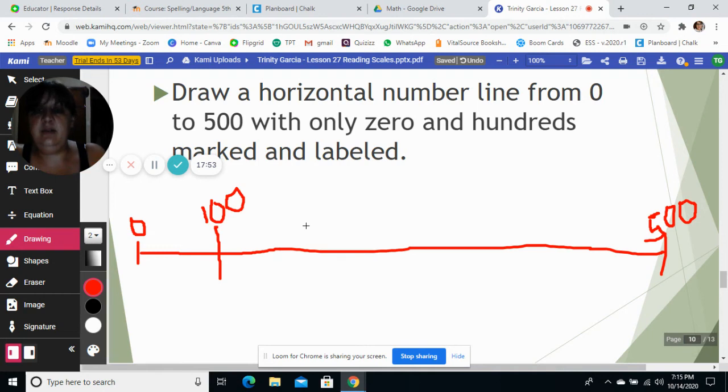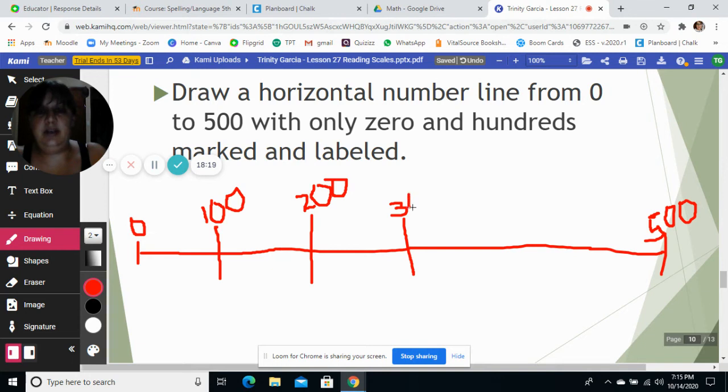Okay, now we need a what? We need another line here about equal distance away because it's an equal amount. You could use a ruler to be really specific and make each inch 100 or every 2 inches 100. Okay, so there's 200. Another equal spaced out line is 300.